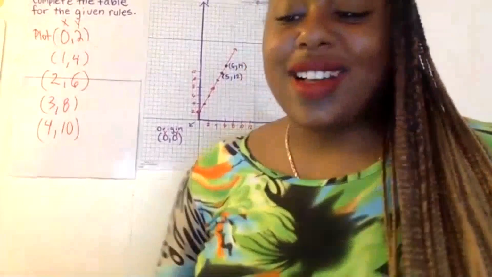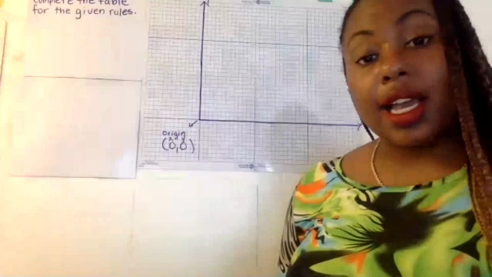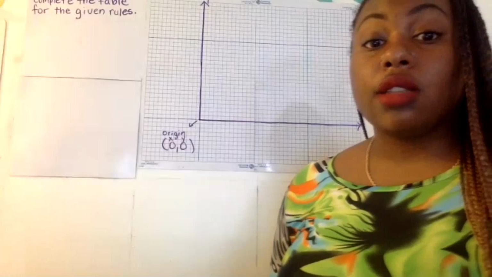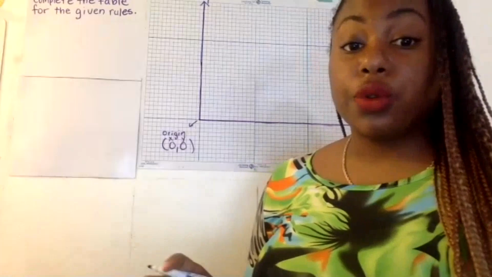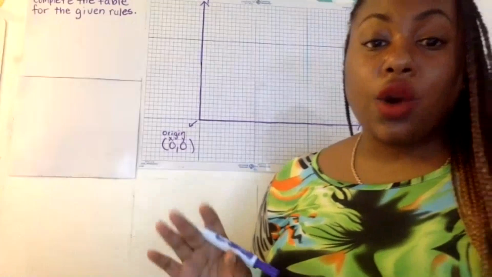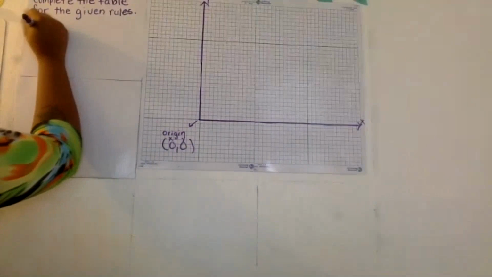All right, so for the let's try portion for week 9, day 1, what they want you to do is complete the table for given rules, okay? So for line A, they say y is 1 more than x, okay? So they said this is the rule.